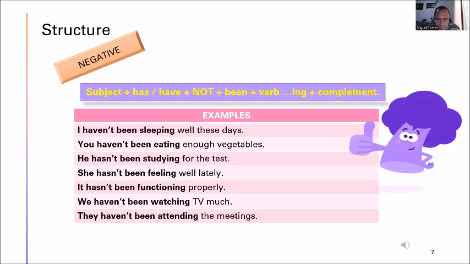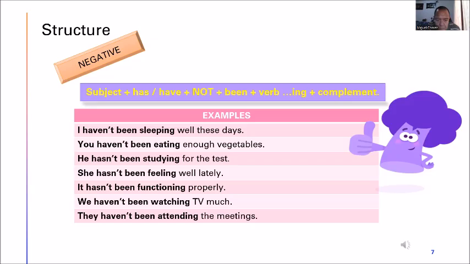For negative sentences, we insert not after the first auxiliary verb, have or has, and we may contract the auxiliary verb and not. Let's see these examples. I haven't been sleeping well these days. You haven't been eating enough vegetables. He hasn't been studying for the test.